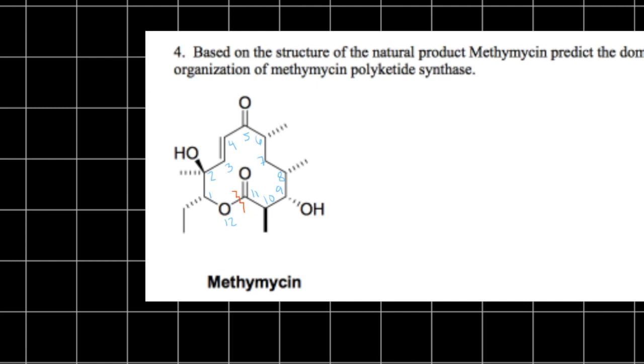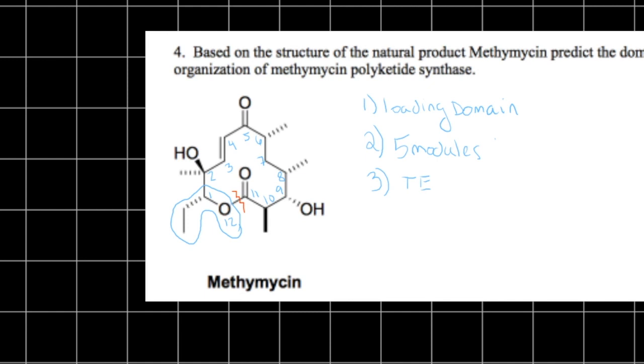So I know I have a loading domain, so I will have to have a loading domain. And once I take stock of that, the loading domain is going to load this guy right here. All right, so if I take into account this loading domain, that means I have 10 other carbons, which means I'm going to have 5 modules, because each module is going to install 2 carbon units. So 5 modules. And then the last thing I'm going to have is a thioesterase, because I need something to cyclize and offload this product.